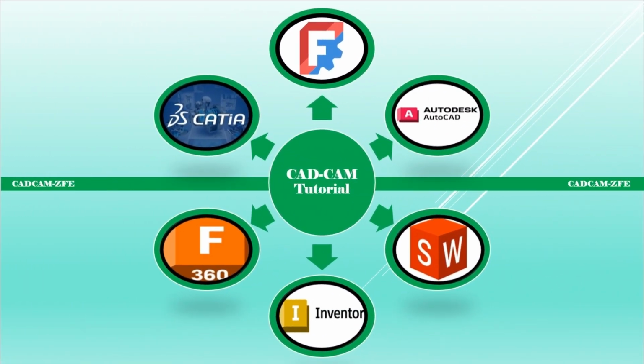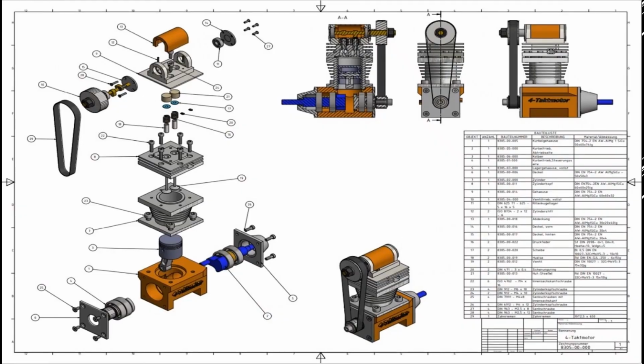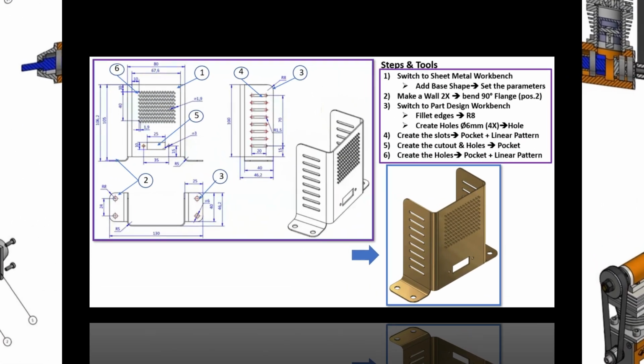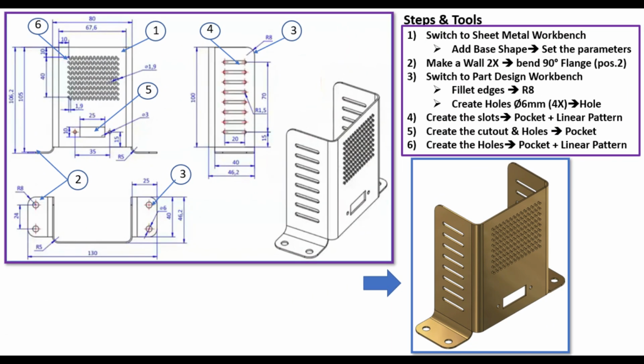In this FreeCAD sheet metal tutorial, you learn how to create a 3D folded sheet metal from the existing 2D drawing with a combination of FreeCAD Part Design and Sheet Metal workbench tools. This is the exercise for today: we need to convert this 2D sheet metal drawing into this 3D sheet metal part. Here you find the steps and the tools that I used to convert this 2D drawing into 3D solid part. Stop the video and try to understand the steps.